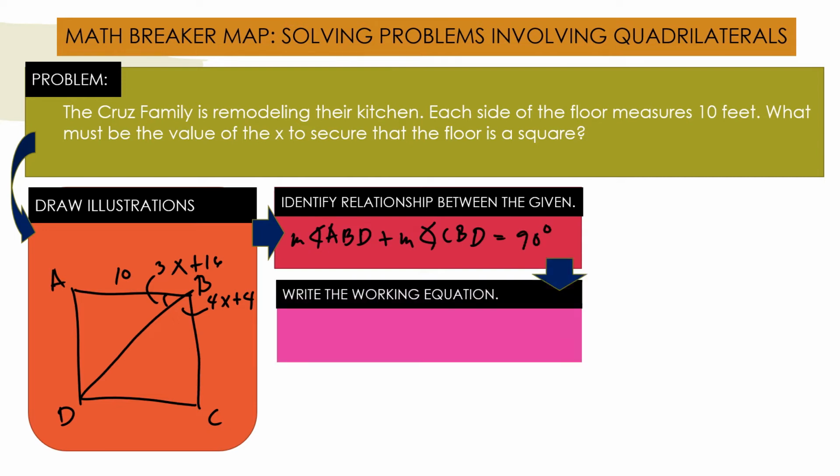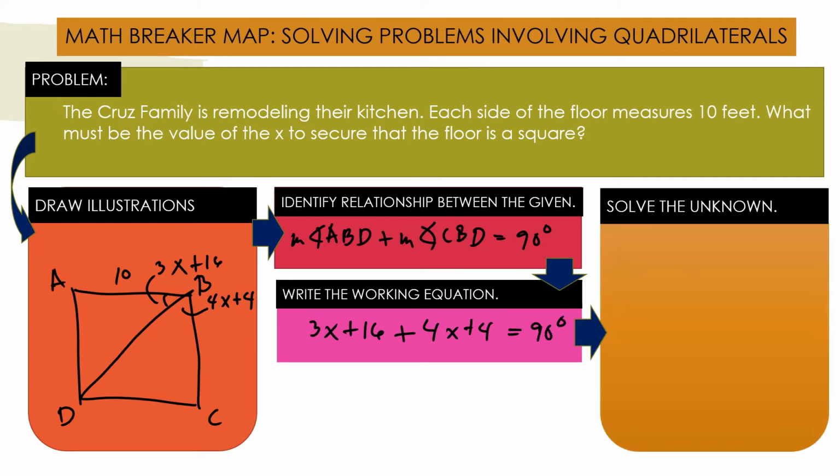Okay, and so let us write the working equation and substitute the given quantities for angle ABD, which is 3x plus 16, and the measure of CBD, which is 4x plus 4, equal to 90 degrees. So now let us solve for the unknown. 3x plus 16 plus 4x plus 4 is equal to 90. Combining similar terms, that will become 7x plus 20 is equal to 90.